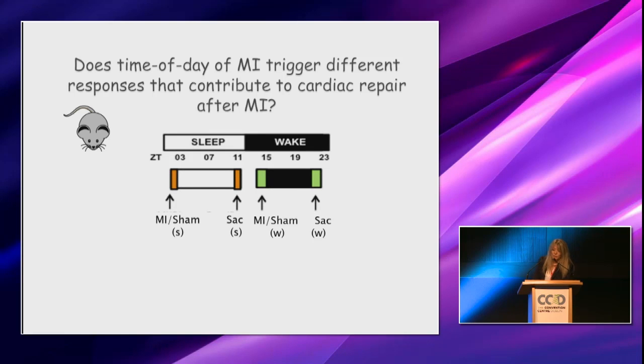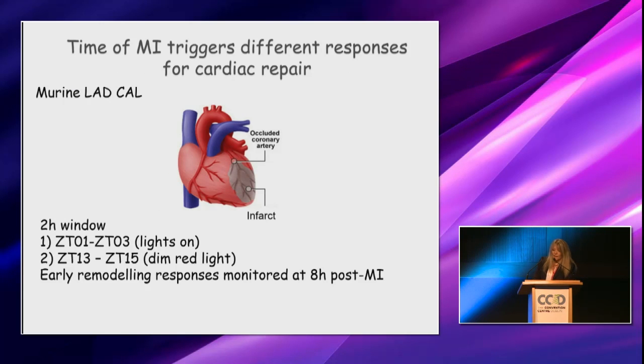We did a very straightforward study. This is in mice, and we infarcted the animals either right at the very beginning of their sleep period, and then looked 8 hours later at the responses, or we infarcted them right at the beginning of their wake period, and then monitored the cellular and molecular responses 8 hours later. The answer we found was that, yes, it does trigger different responses that may well contribute to more beneficial or adverse cardiac repair. So, time of MI triggers different responses for cardiac repair.